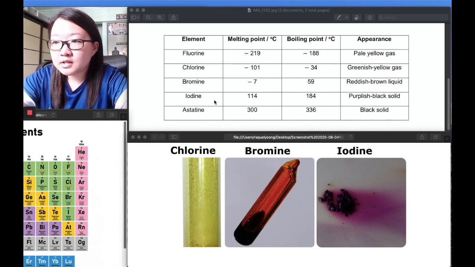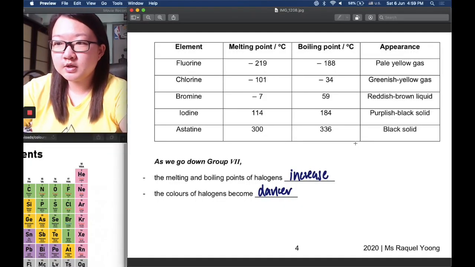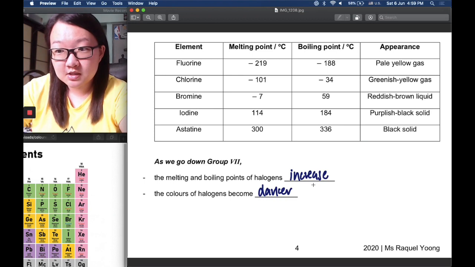Then if we go down to the last one, which is astatine, the color intensity increases even more. It is actually a black solid. This is for you to appreciate. So if we do a quick summary of the periodic trends of the physical properties of group 7 elements, it will be as follows. As we go down group 7, the melting and boiling points of the halogens will increase, as we have seen here, and the colors of the halogens will become darker.